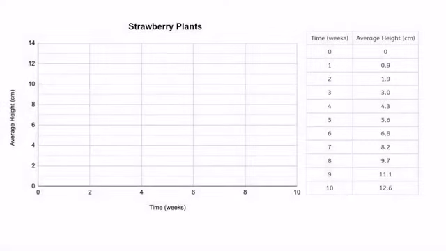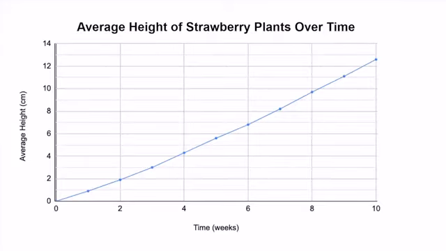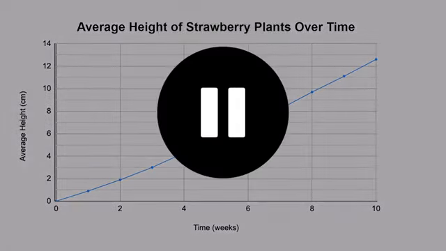Strawberry plants is not very specific. It makes me wonder, what about strawberry plants? To be more specific, we could instead title it Average Height of Strawberry Plants Over Time. Now we simply have to plot the points from our table into our graph. This gives us a great visual representation of the relationship between plant height and time. Go ahead and pause the video to plot these points on the graph in your notes.